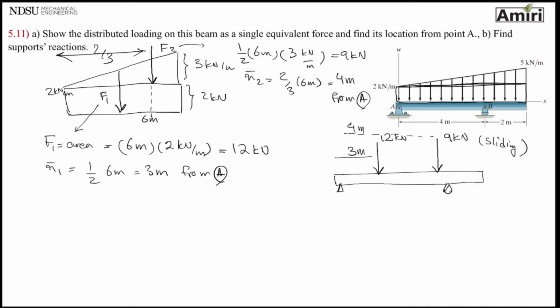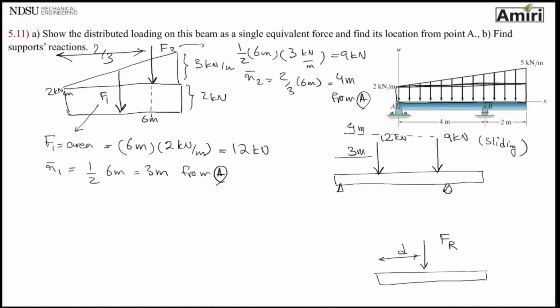As long as I'm sliding it on its line of action, I can totally bring it down and put it right on the beam. The problem happens when you start moving it and it's not on its line of action. So the next step, remember, the goal is to have one force at a distance d. That's what the problem is asking us.